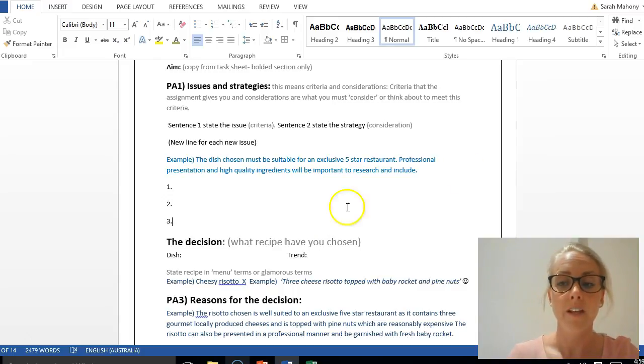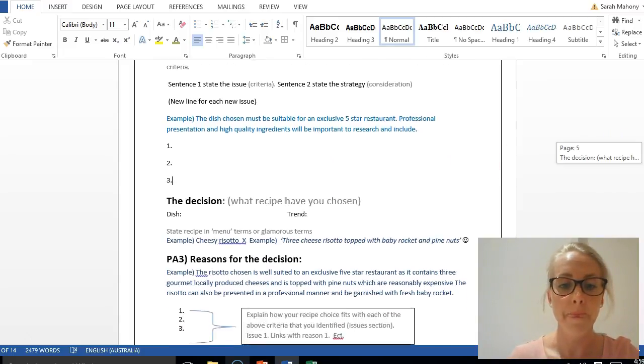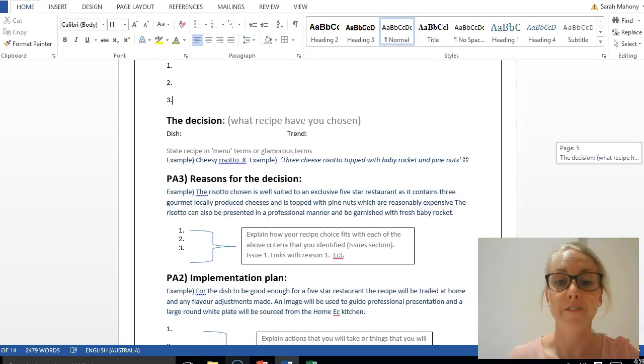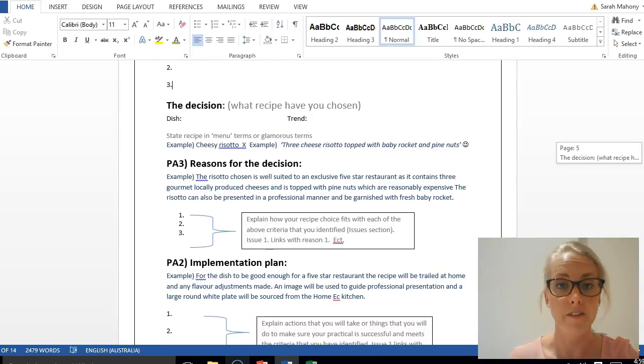All right, let's move down to the next section, the decision. And this is where it gets different for everyone because you all choose a different recipe to cook for this task. It asks you what recipe you've chosen. So you will title the dish here, okay, and what trend you are planning to show with your dish. All right, because it's important that you are very clear that you're showing a particular presentation trend. There's a tip here in grey. It says state the recipe in menu terms or glamorous terms. Make it sound delicious.